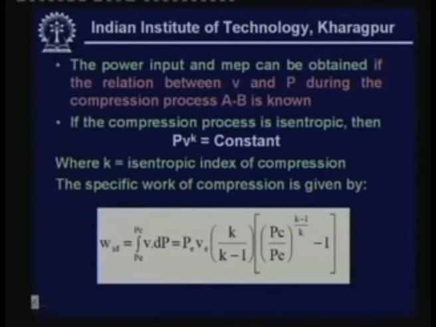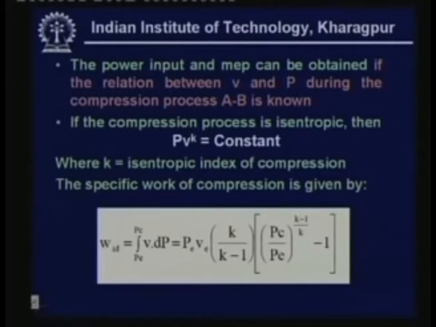For the ideal compressor, we assume this process to be reversible adiabatic, that means isentropic. If it is an isentropic process, we know from our basic thermodynamics that the process follows the equation PV to the power of k is constant, where k is known as the isentropic index of compression. Once you know this relation, you can easily perform the integration. So that is what is done here. You substitute this expression PV to the power of k in the expression for the specific work of compression.